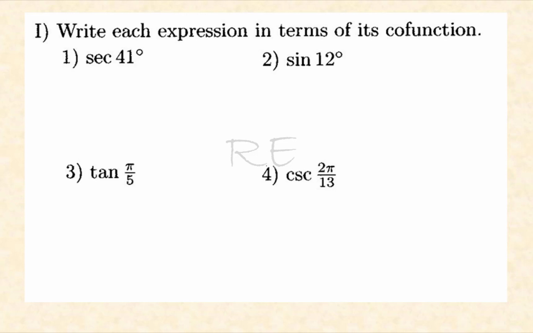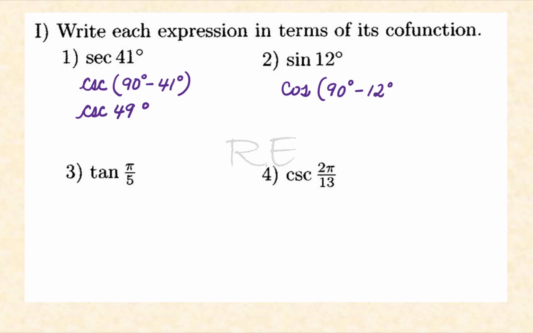Write each expression in terms of its cofunction. Secant 41 is equal to cosecant of 90 degrees minus 41. So the answer is cosecant 49. Sine 12 degrees is equal to cosine of 90 degrees minus 12 degrees. And the answer is cosecant 78 degrees.